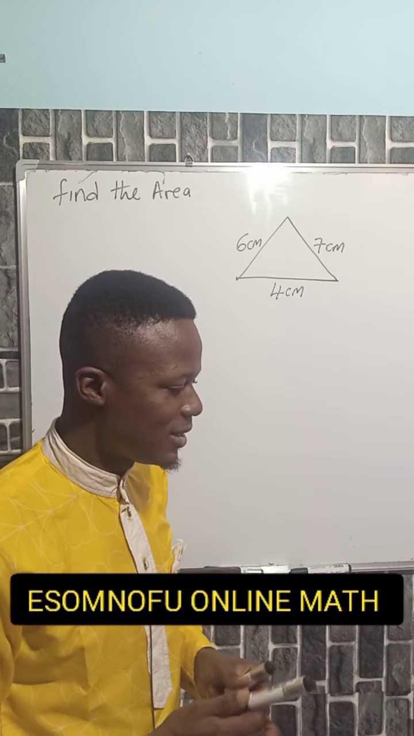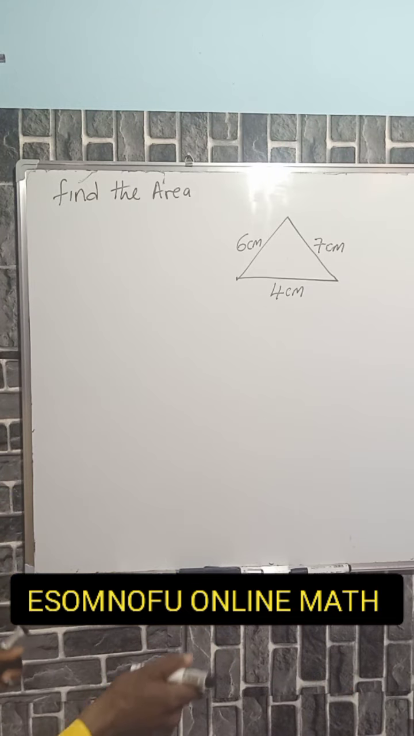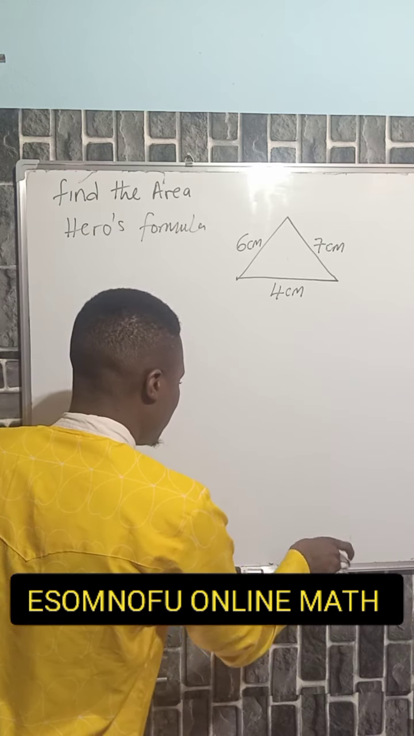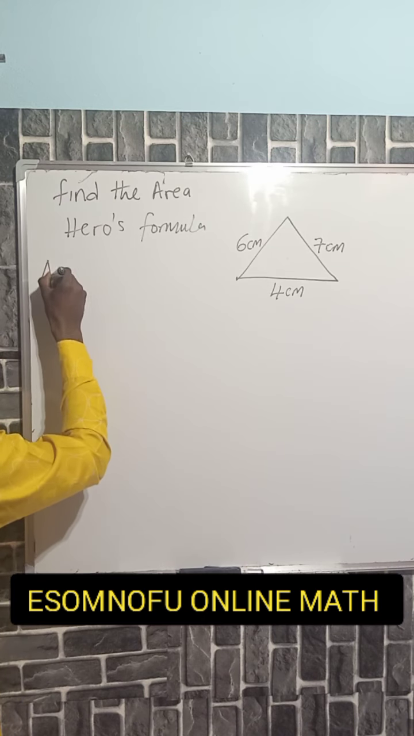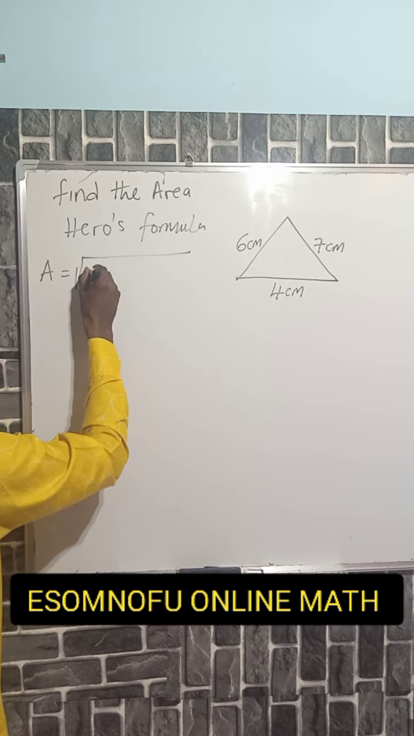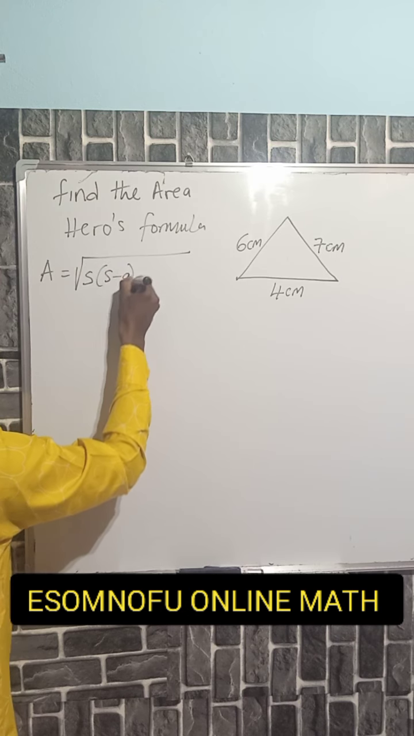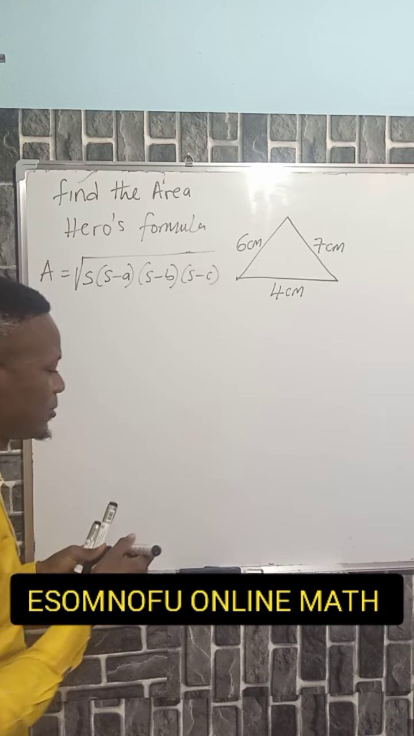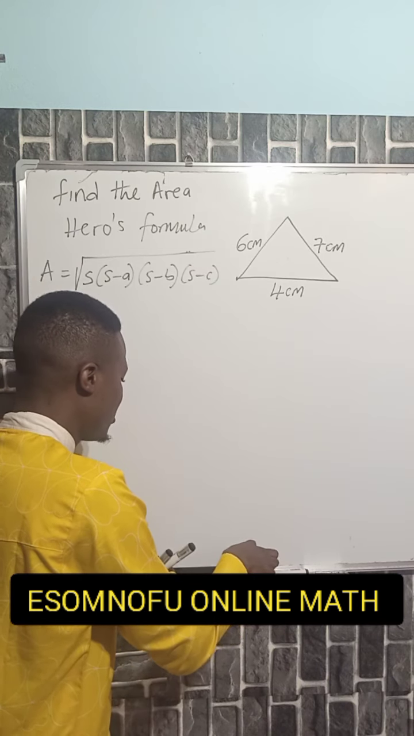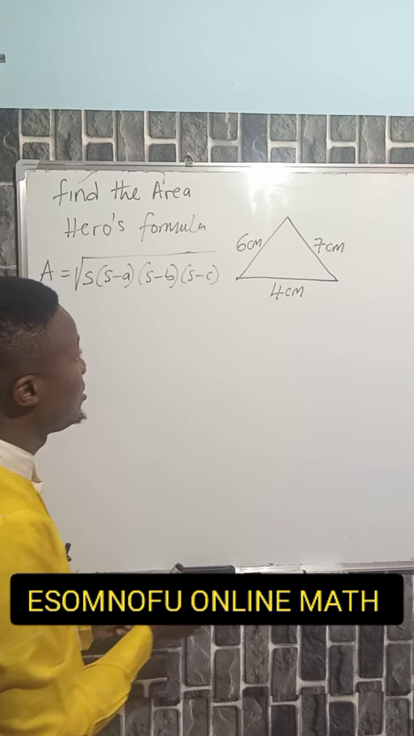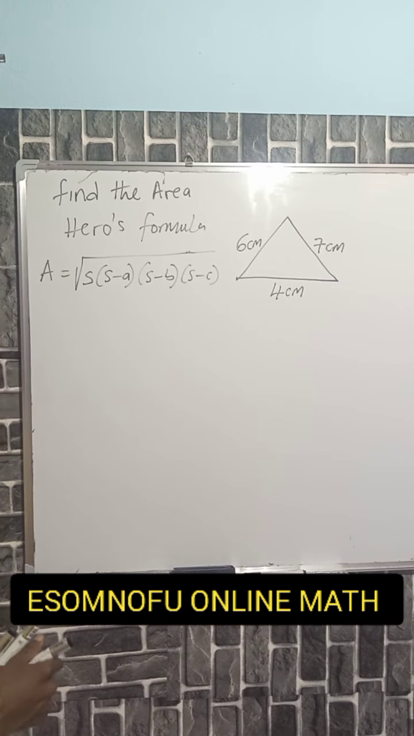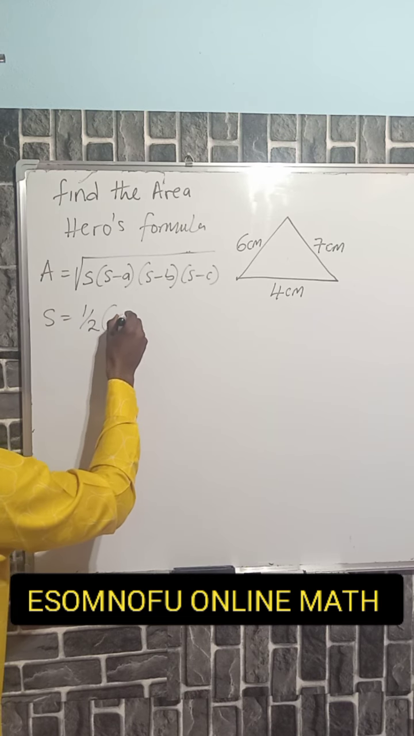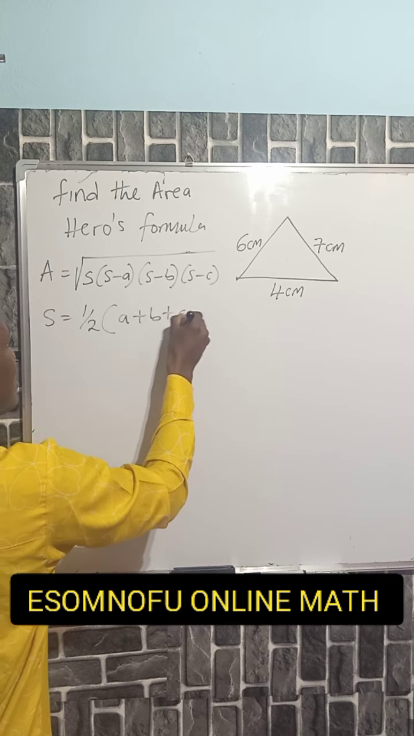You have an alternative. There is a formula used in getting the area of a triangle, which we call Heron's formula. And Heron's formula is telling us that the area of a triangle is the square root of s into s minus a into s minus b into s minus c. This is the formula for Heron's, which is very, very vital in the calculation of the area of a triangle. You may be wondering, what is s? s is equivalent to half the sum of the sides, a plus b plus c.